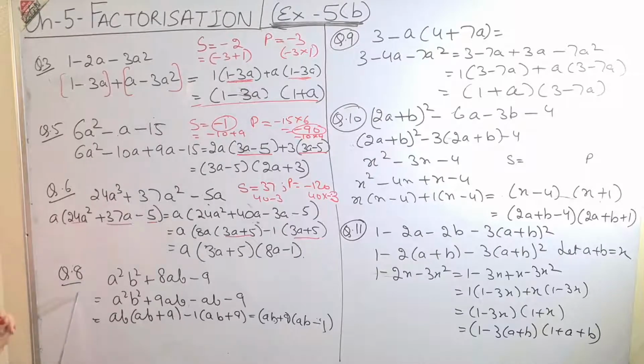Similarly, moving to question number 8, a square plus b square plus 8ab minus 9. Don't be worried that there are two variables. Let it be, because the technique will remain same.